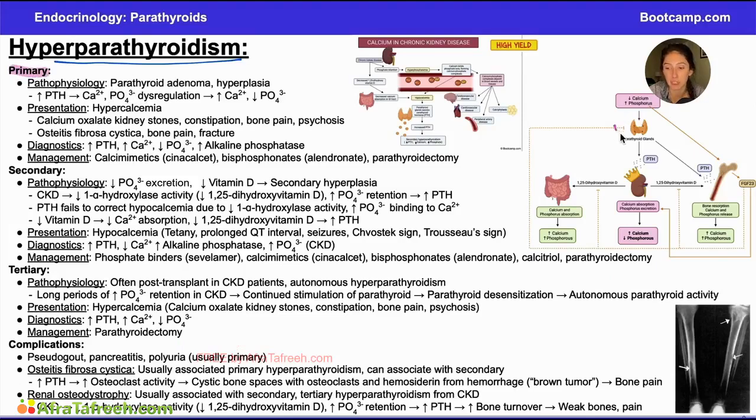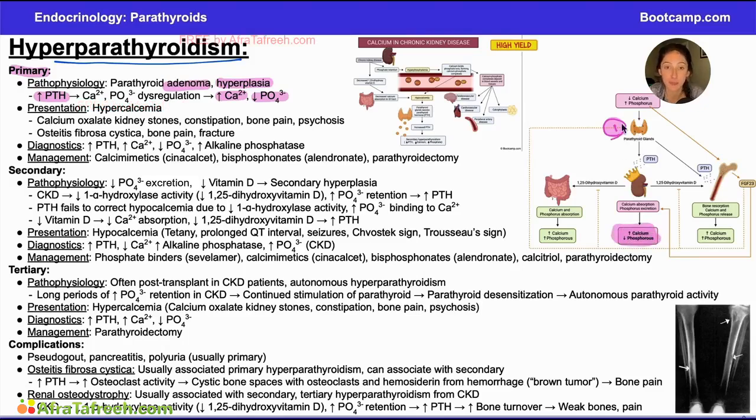Remember, primary conditions are usually going to occur at the gland directly, so primary hyperparathyroidism occurs at the level of the parathyroid glands themselves, and problems that can occur with these glands that are going to lead to hyperparathyroidism are things like a parathyroid adenoma or just hyperplasia of the parathyroid itself. And this hyperplasia is going to lead to increased release of parathyroid hormone. When we have increased release of parathyroid hormone, this is going to lead to dysregulation of calcium and phosphate, increased calcium and decreased phosphorus. Remember over here, increased calcium and decreased phosphorus was the net effect of this pathway.